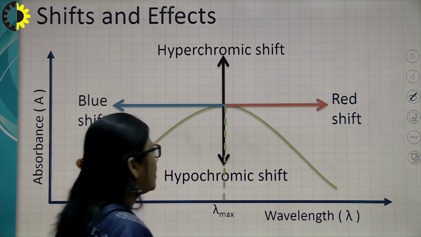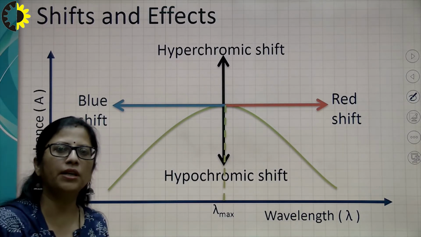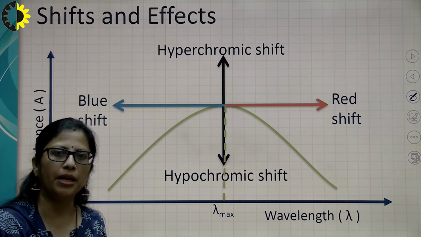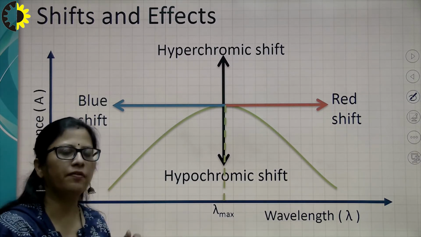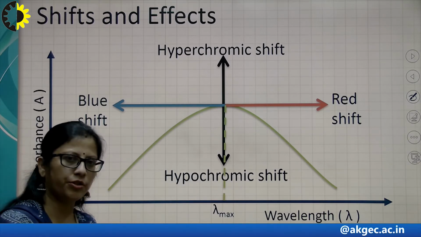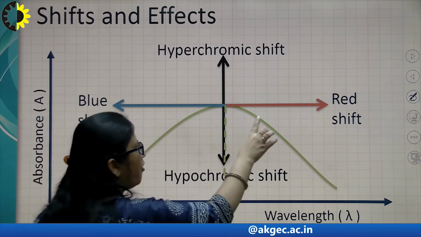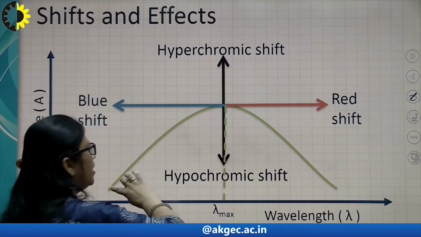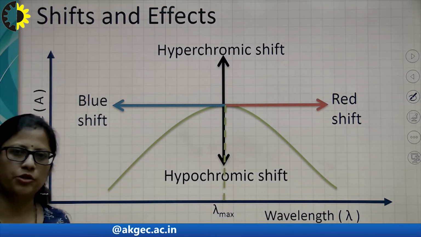Now in this diagram, I am showing all the 4 different types of shifts which can take place. This graph is between absorbance and wavelength. So there are 2 wavelength shifts and 2 absorption shifts. Now this is the graph of any compound which is showing the absorption positions in the UV visible region.